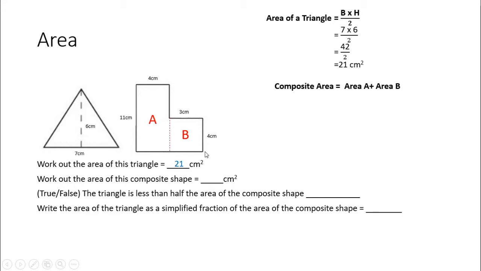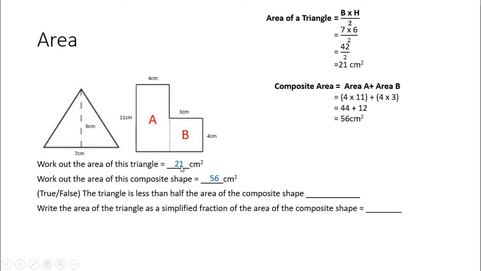And for rectangle B as well, I can see 3 and 4 are my measurements. So working out my area A plus my area B, I'm doing length times width because they're both rectangles, 4 times 11 for A, and 4 times 3 for B. So that's going to be 44 plus 12, which is 56 centimeters squared. Once again, all of my measurements were in centimeters here, so my area is going to work out to be in centimeters squared.